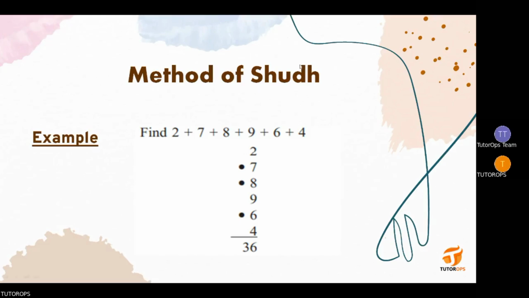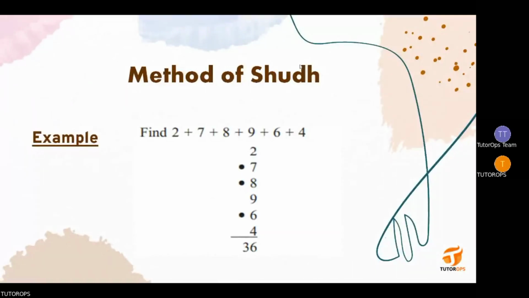Here we are getting less than 10, so no dot. Now 9 is added to 8. How much is 9 plus 8? That is 17. Now we are getting a number which is greater than or equal to 10. So in the similar method, we put a dot and carry forward the last digit of 17, which is 7.